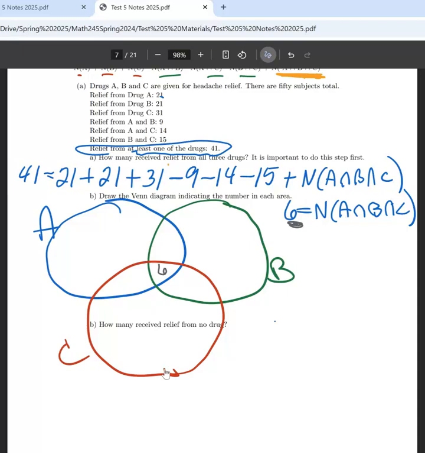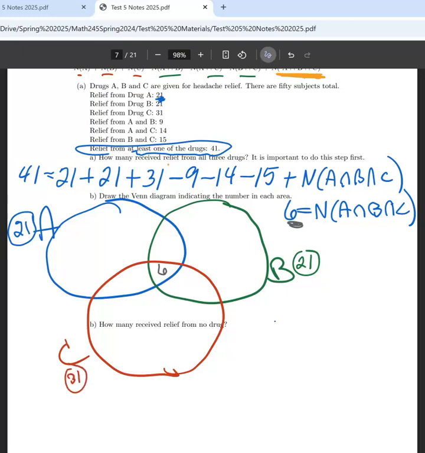So now let's look at drug A. The number helped by drug A is 21. So I want to put that number on the outside because everything inside of the blue bubble has got to be 21. And inside the green, that's got to be 21 also. And then inside the red, it's got to be 31.